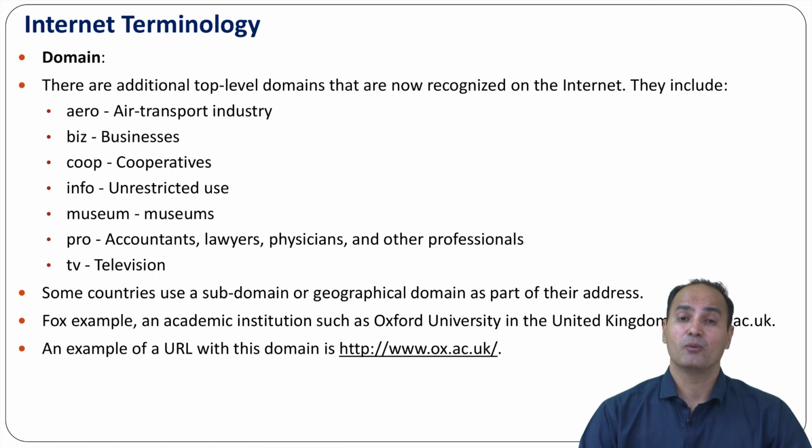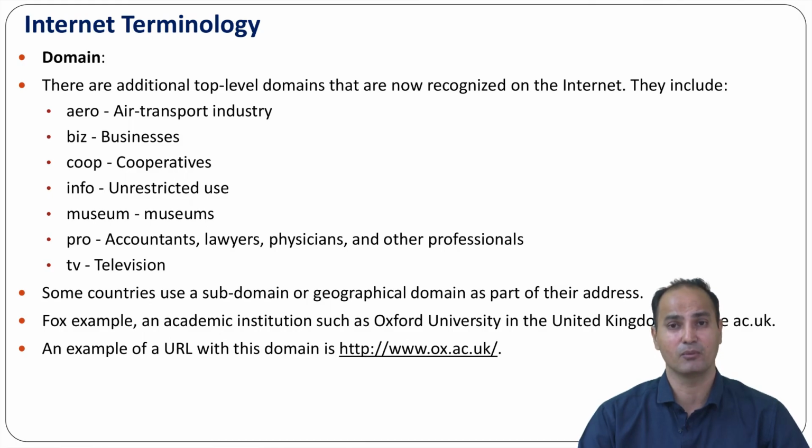There are additional top-level domains that are now recognized on the internet. They include aero for the air transport industry, biz for businesses, coop for cooperatives, info for unrestricted use, museum for museums, pro for accountants, lawyers, physicians and other professionals, and tv for television. Some countries use subdomains or geographical domains as part of their address, and academic institutions such as Oxford University in the United Kingdom can use ac.uk. An example of a URL with this domain is www.ox.ac.uk. So these are domains with country-specific subdomains.